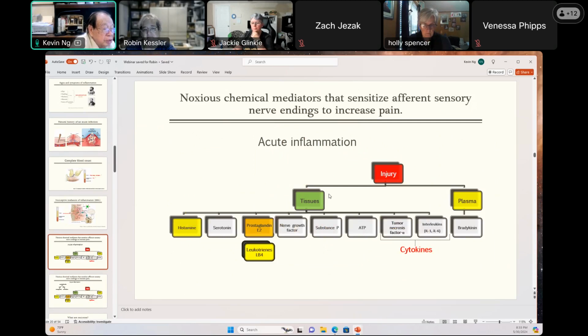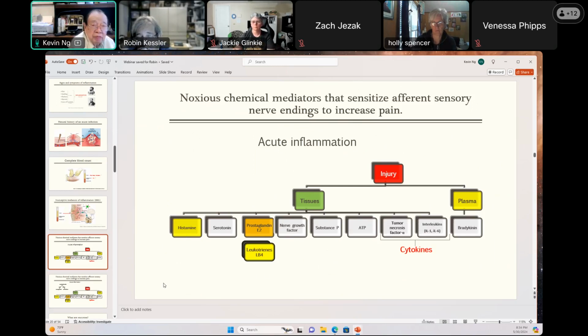Now, if you look at the modern concept about inflammation, first, when there's injury, you have a tissue damage. When the tissue is damaged, you get a host of chemicals, all this. And then from the plasma, you get a bradykinin. This is where I want you to remember. Now, all these chemicals sensitize your nerve endings. It sends impulse to your brain telling you that there's some damage to the skin. You need to avoid it.